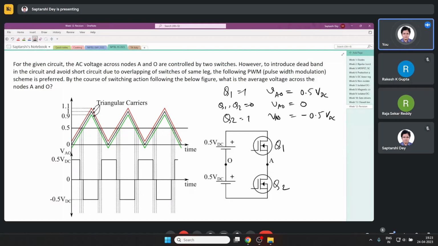How can we say it is 0 volt? Yeah, it is not. We can't say.